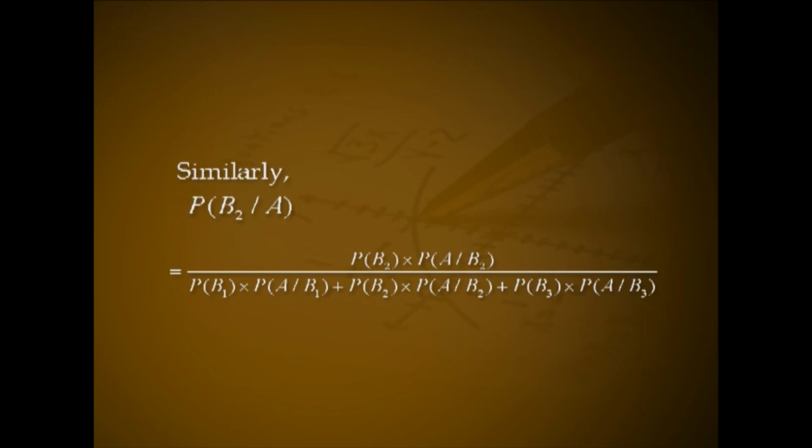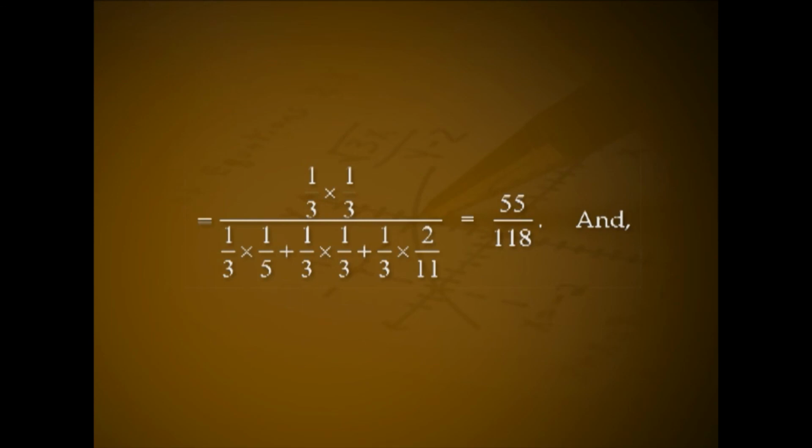Similarly, P of B2 given A equals P of B2 into P of A given B2 divided by P of B1 into P of A given B1 plus P of B2 into P of A given B2 plus P of B3 into P of A given B3, which is 1 by 3 into 1 by 3 divided by 1 by 3 into 1 by 5 plus 1 by 3 into 1 by 3 plus 1 by 3 into 2 by 11, that is 55 divided by 118.